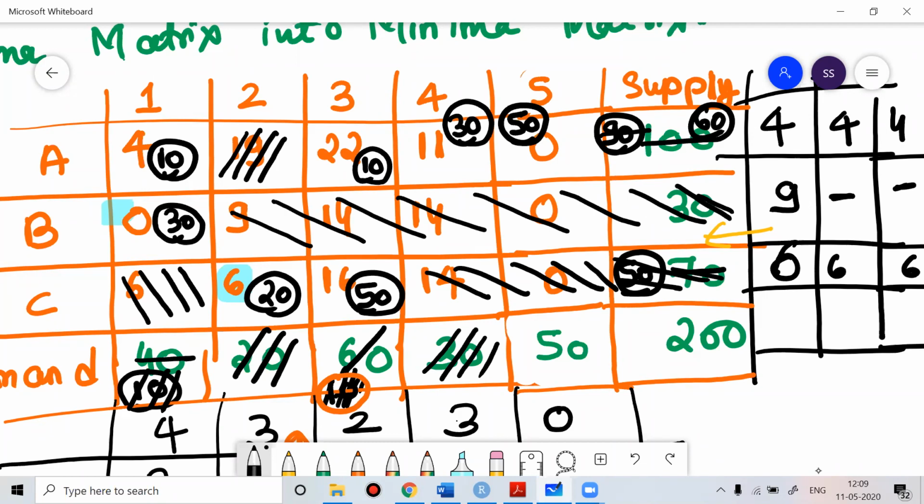So do this work. So 4, 10, then 22, 10, 11, 30, then 0, 50, then 0, 30, then 6, 20, 16, 50. So this is what you will do. Now this is what you got. This is the final allocation value that you can get.